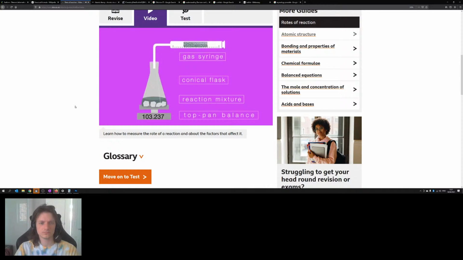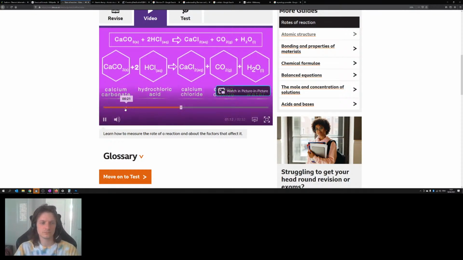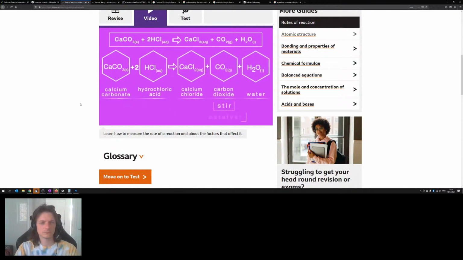Let's look at the rate of reaction between calcium carbonate and hydrochloric acid. These 2 chemicals react to form calcium chloride, carbon dioxide, and water. There are several things that could affect the speed of the reaction: the hydrochloric acid's concentration and temperature, and the calcium carbonate surface area. The overall reaction can be affected if you stir it or use a catalyst.